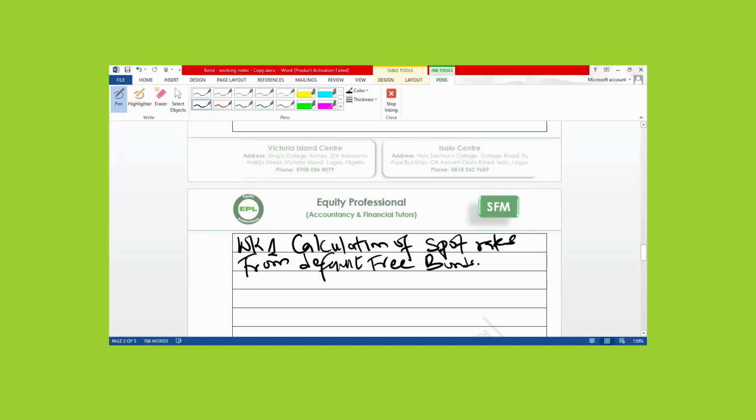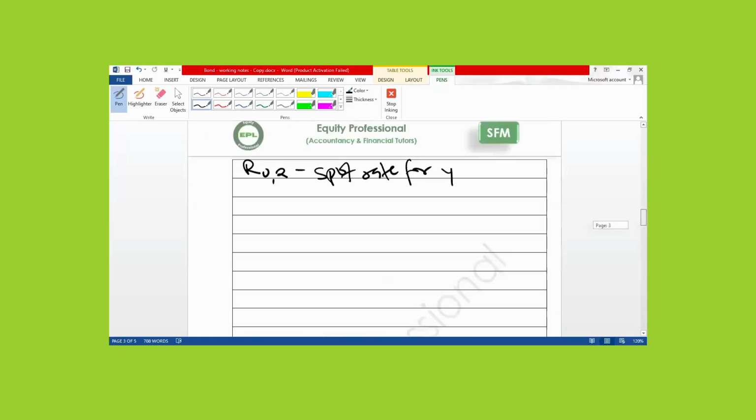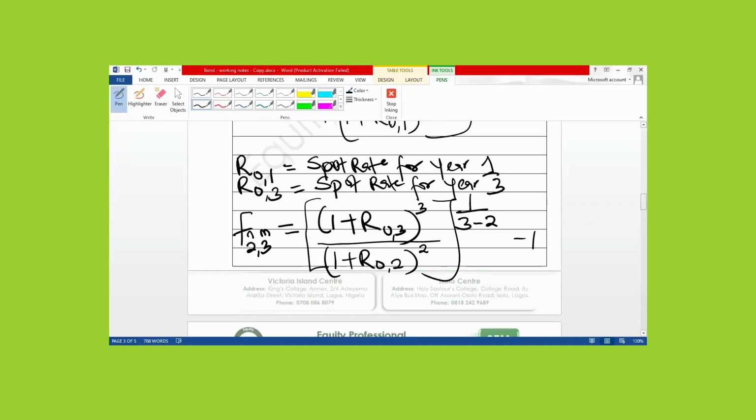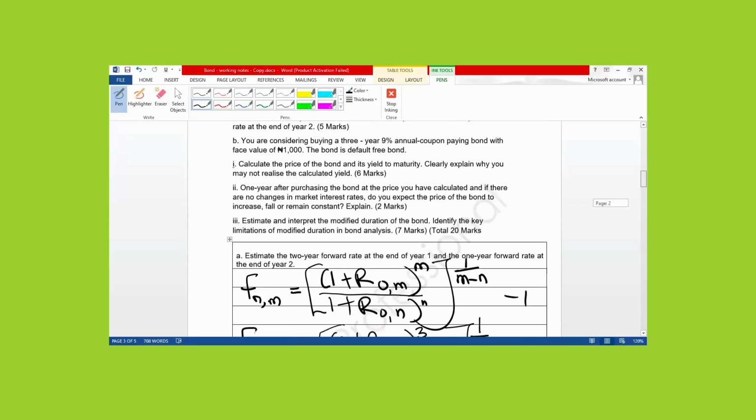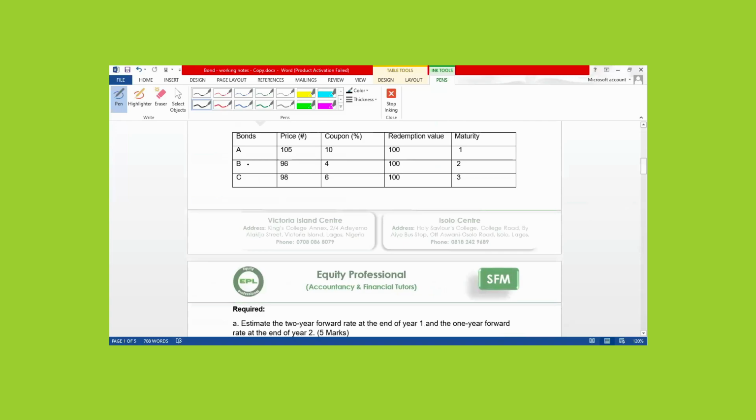Look at it. We are given 3 default free bonds: bond A, bond B, bond C. I'm given the price of bond A to be 105. Bond A will mature in 1 year. What is the rate that makes 105 grow and become the maturity value in 1 year?